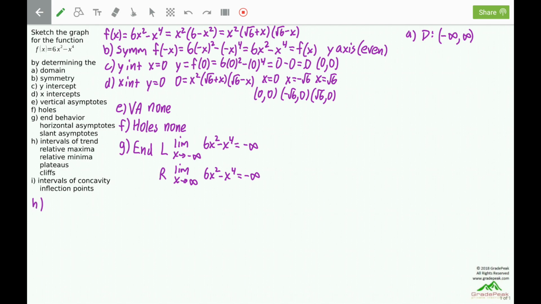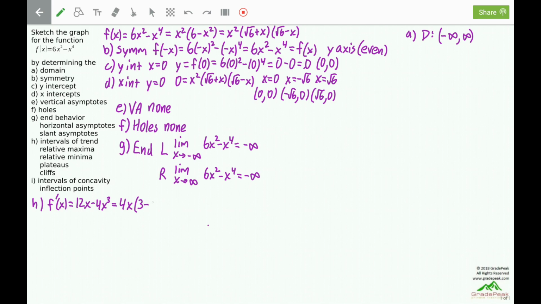For part H, we will determine the intervals of trend, relative maxima, relative minima, plateaus, and cliffs. This all involves the first derivative, f prime of x, which we can take from f of x, and it will be 12x minus 4x cubed. We want to fully factor the first derivative. There's a common factor of 4 as well as an x.